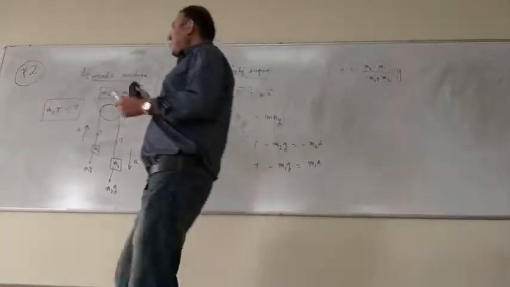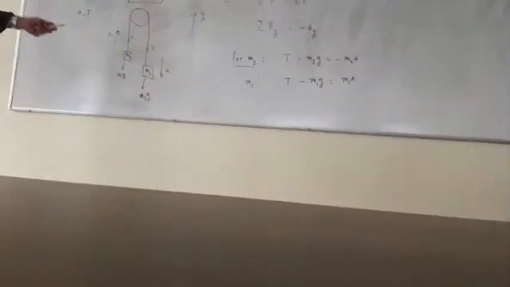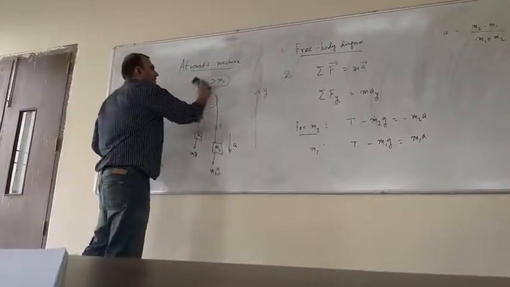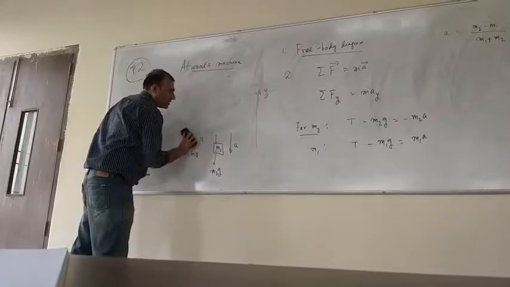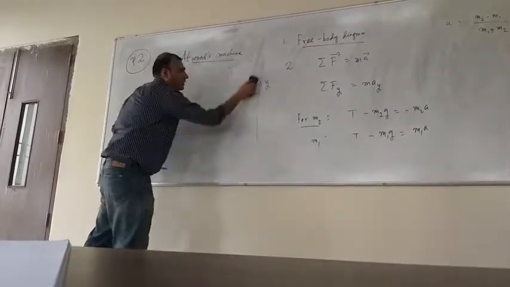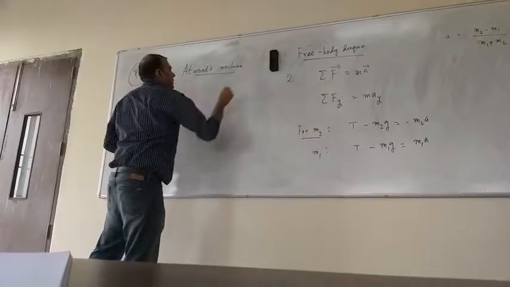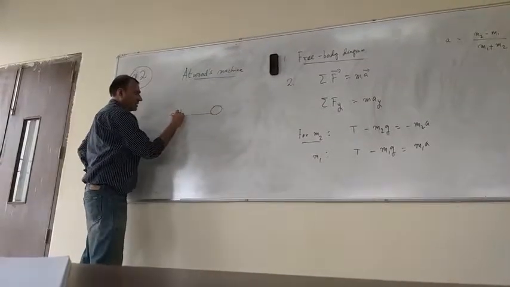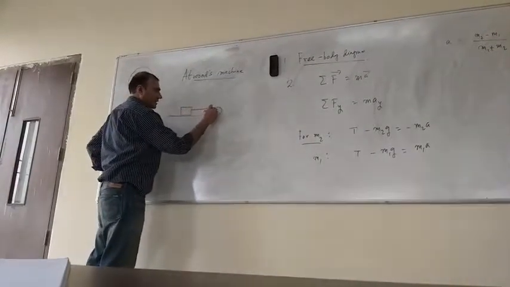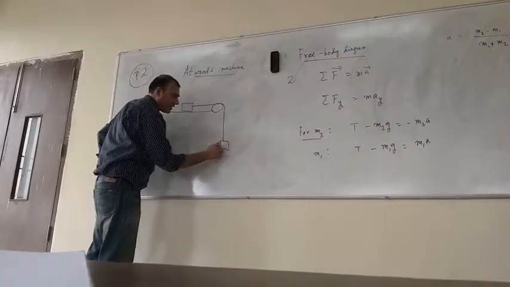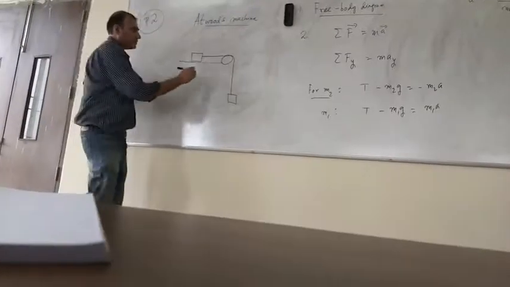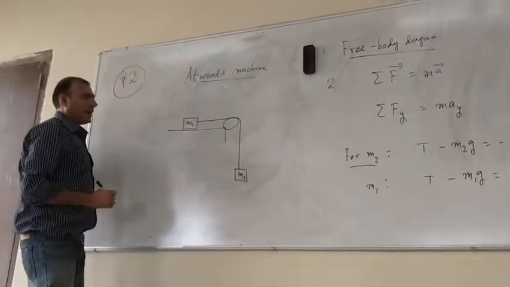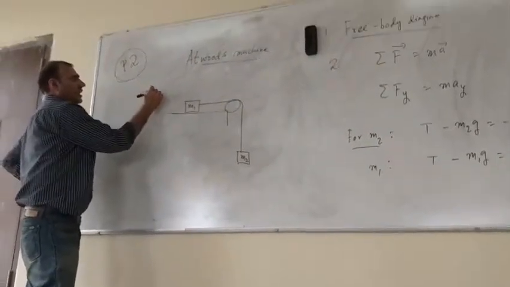Is that okay? Any questions here? Okay. So let's do another one, which is again an example of Atwood's machine, but rather on a table top involving two masses. So it's a situation like this, where you have two masses, one resting on the table and connected to another mass which is hanging free. Let's say this is M1 again and this is M2, and again as before you have to find out the acceleration and the tension.